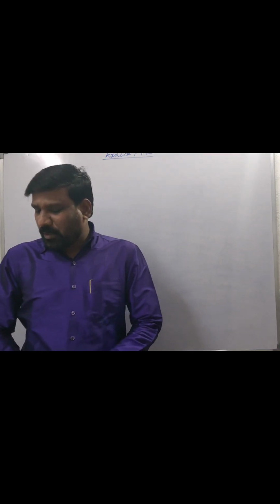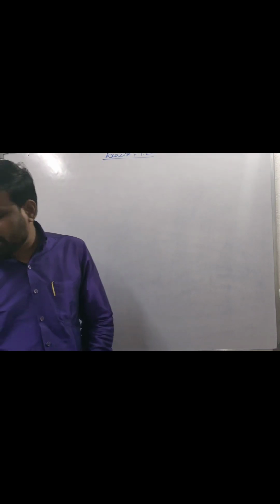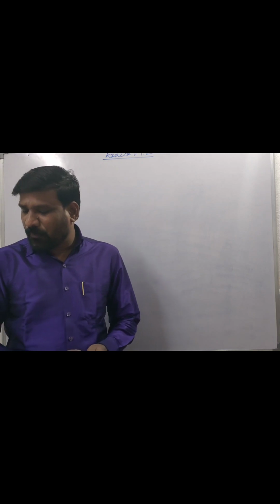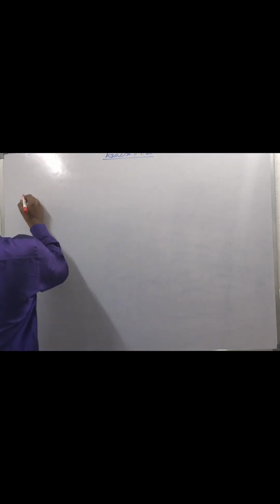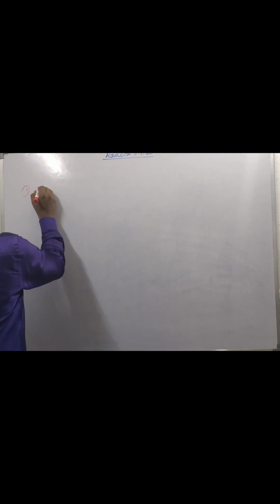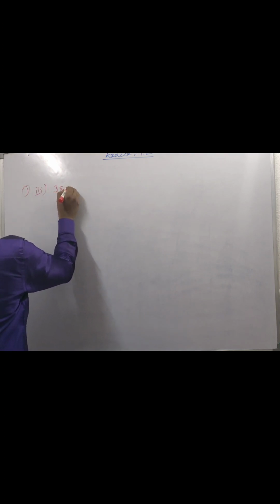So what is the first problem? The first problem is: express each of the following numbers as a product of its primes. Already we know how to find it. So out of 4 problems, I will try to discuss one problem. First one, the third one, 3825.